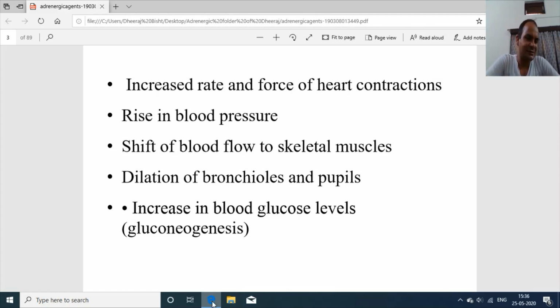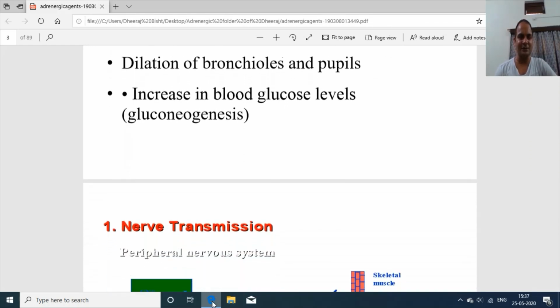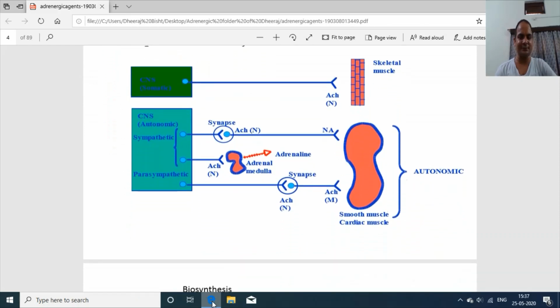When we talk in the hormonal sense, adrenaline increases the rate and force of heart contractions. Adrenaline causes a rise in blood pressure. Adrenaline shifts the blood flow to the skeletal muscles. Adrenaline shows mydriasis actions, meaning dilation of bronchioles and pupils. Adrenaline increases blood glucose levels. The process is called gluconeogenesis.